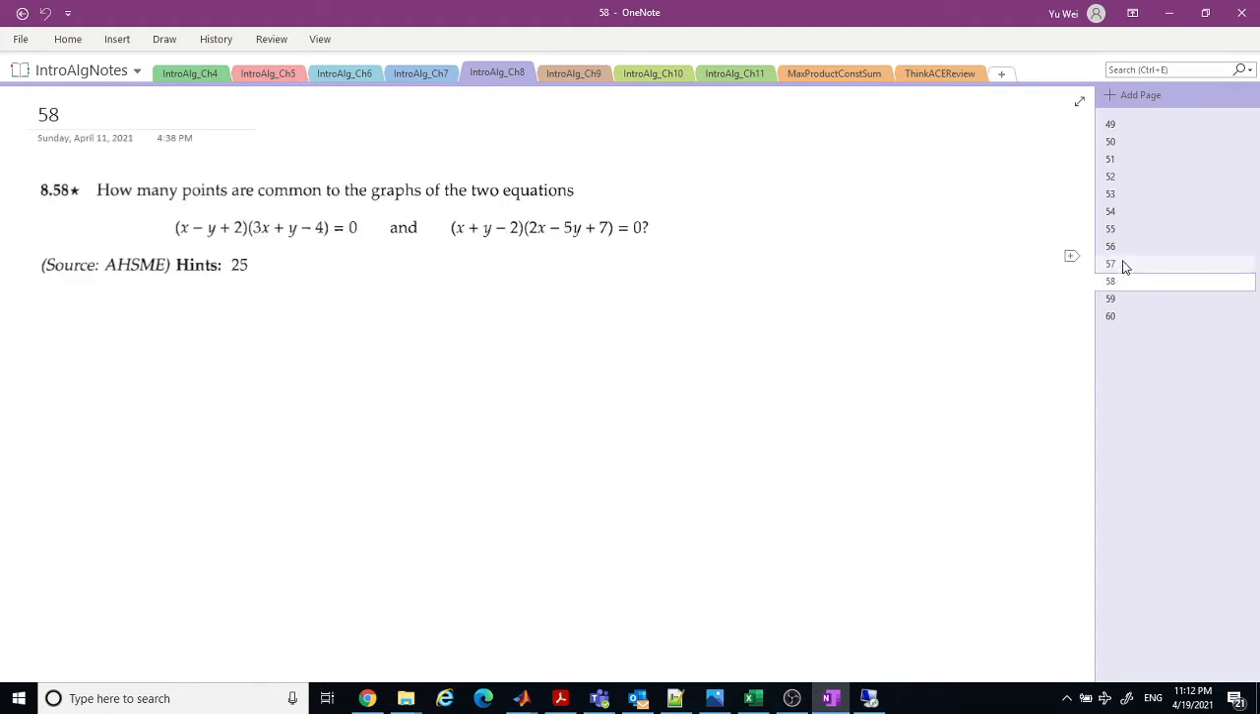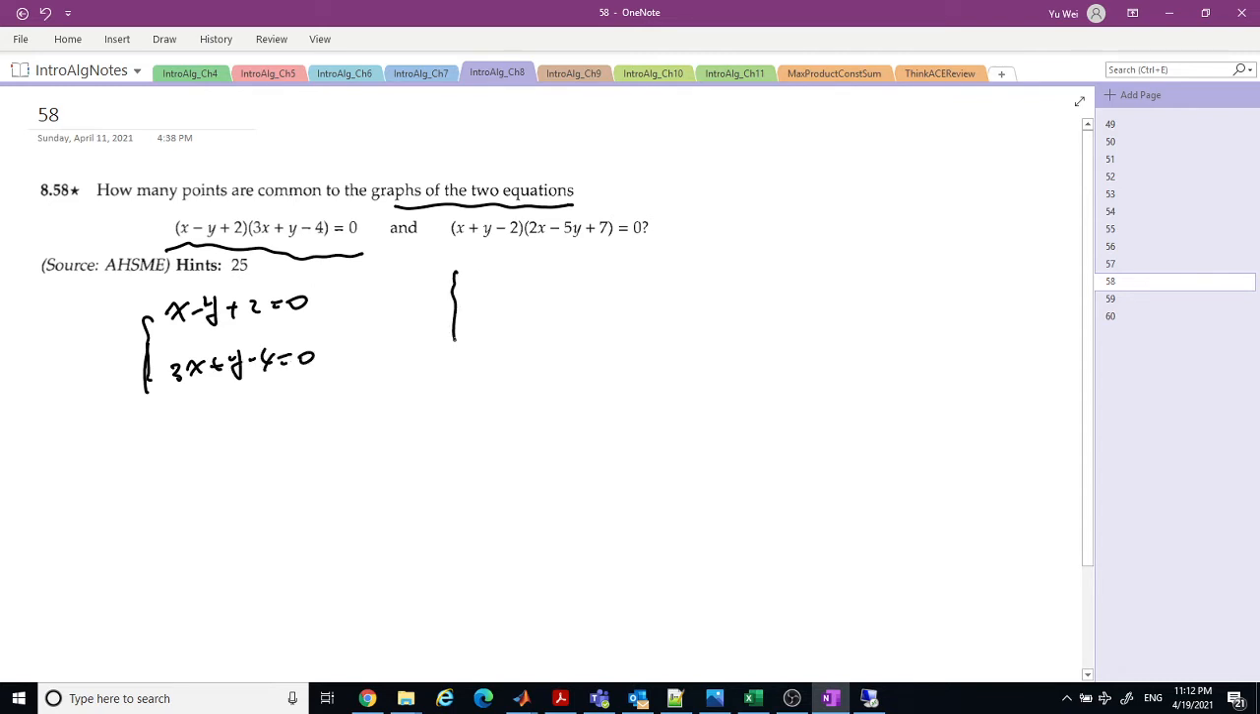Next. How many points are common to the graphs of the two equations? If you see this one equation, basically it mentions two lines: x minus y plus 2 equals 0, or 3x plus y minus 4 equals 0. This is another two lines: x plus y minus 2 equals 0, or 2x minus 5y plus 7 equals 0.